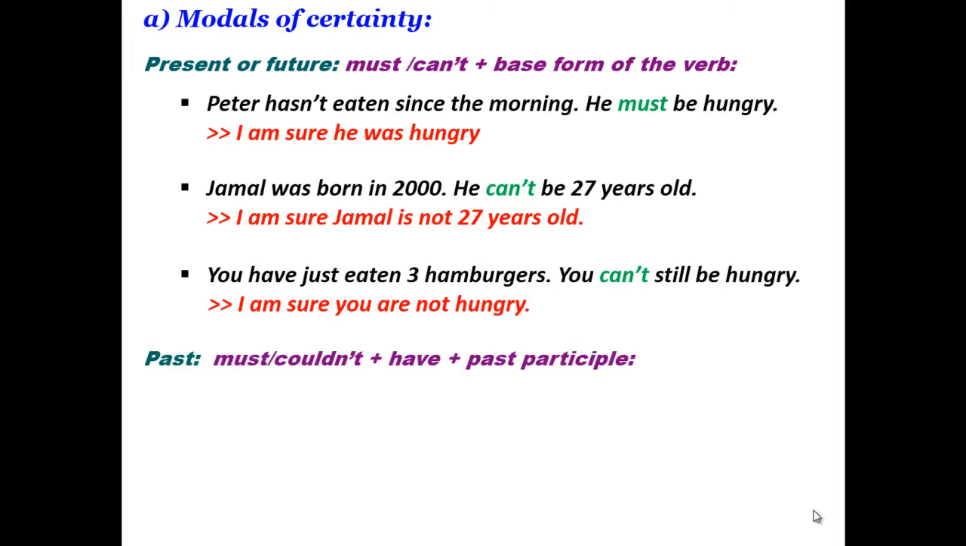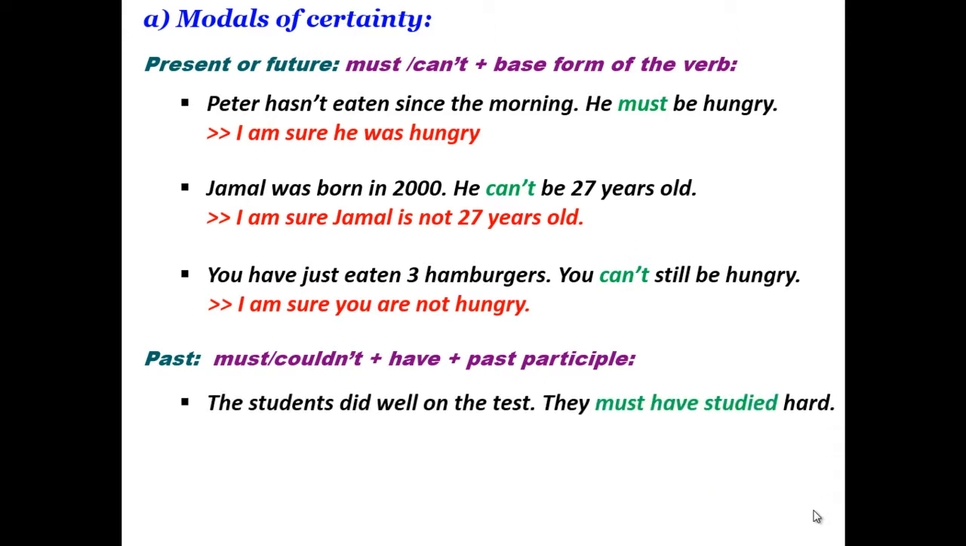To express certainty in the past using modal verbs, we can use must or couldn't plus have plus the past participle form of the verb. This is called the perfect infinitive. So when must or couldn't are followed by the perfect infinitive, they refer to the past.